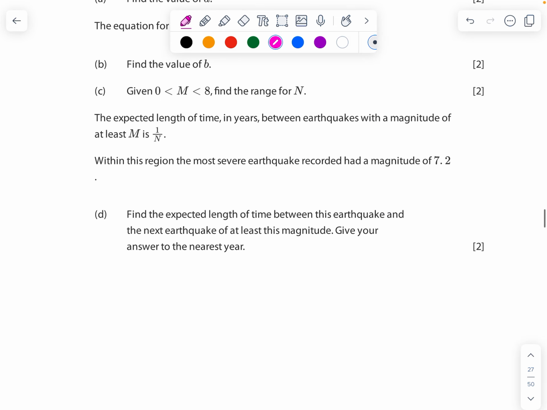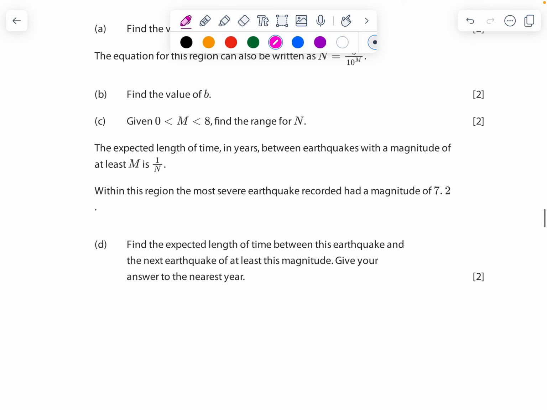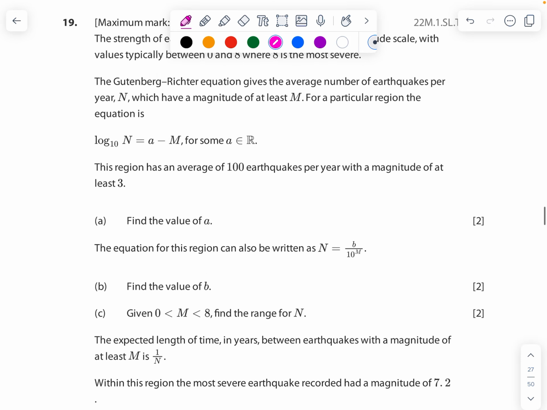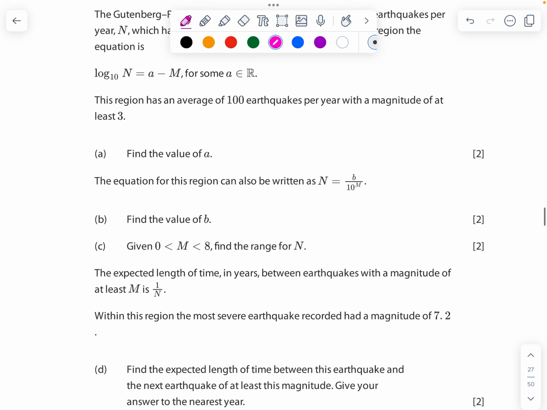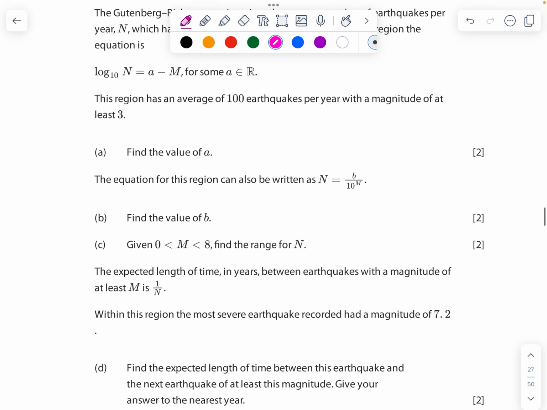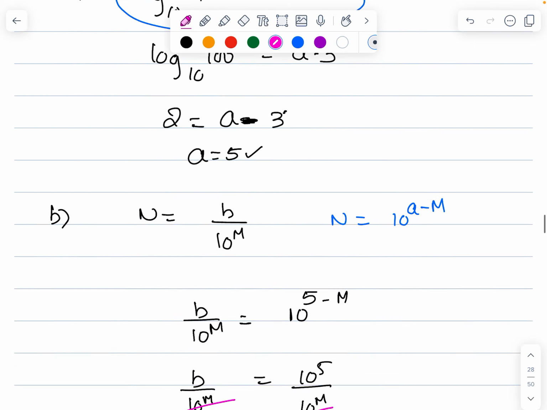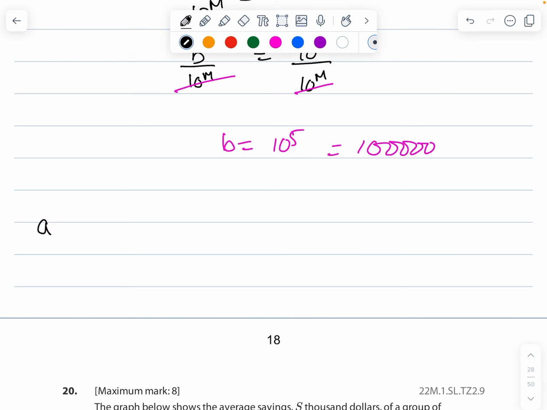Part C, given that m lies between 0 to 8, find the range of n. So m lies between 0 to 8. What is the range of n? So we know the log formula was log n to the base 10 equals a minus m.